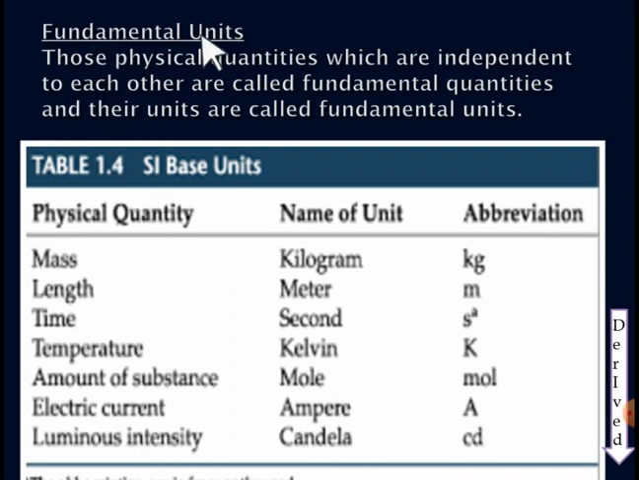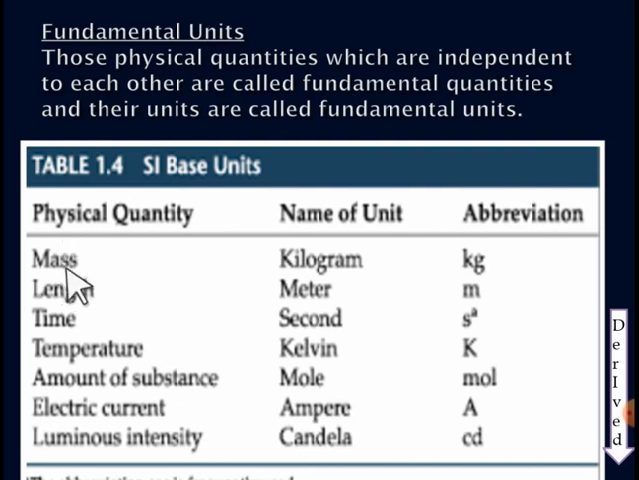Now what is a fundamental unit? I told you about the fundamental physical quantities, which are independent of each other. Just to represent those physical quantities, for measurement we require fundamental units. Those physical quantities which are independent of each other are called fundamental quantities, and their units are called fundamental units. Now as I told you, there are 7 fundamental units or quantities.